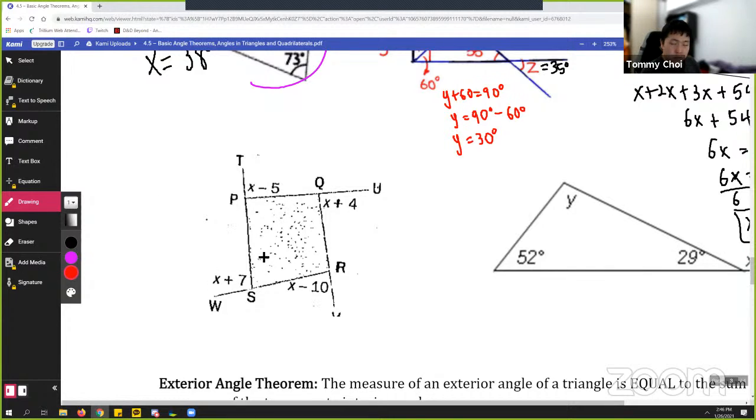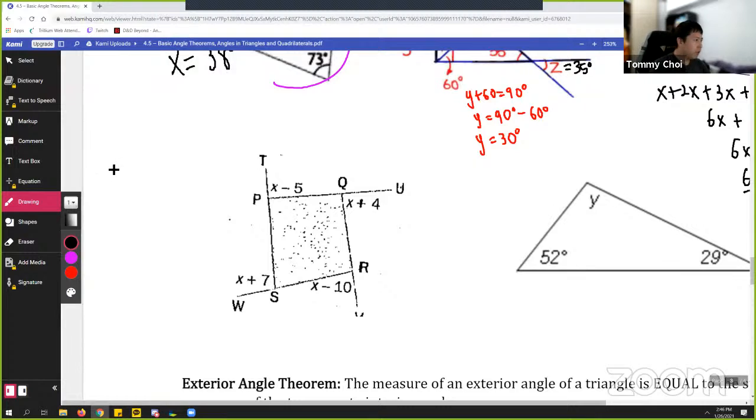So remember, all exterior angles add to 360. So on the side here, we can say x minus 5 plus x plus 4 plus x plus 7 plus x minus 10 is equal to 360. Well, that takes up a lot of space. We break the brackets. So we're going to spend time breaking brackets here just in case we mess up.